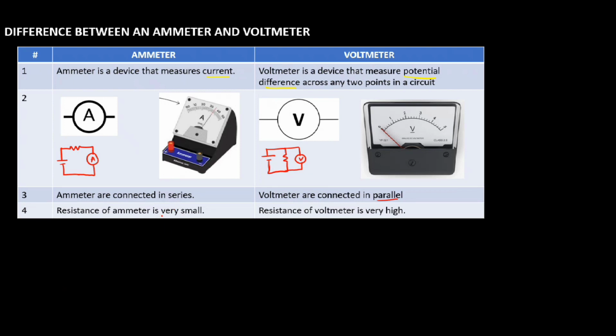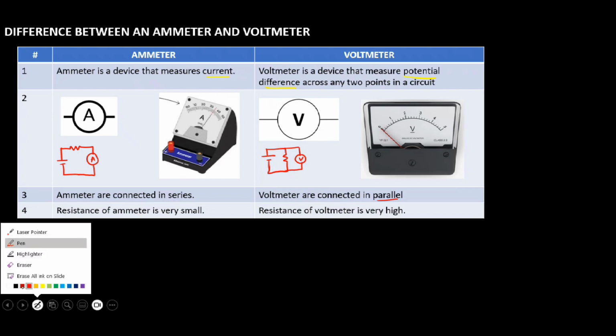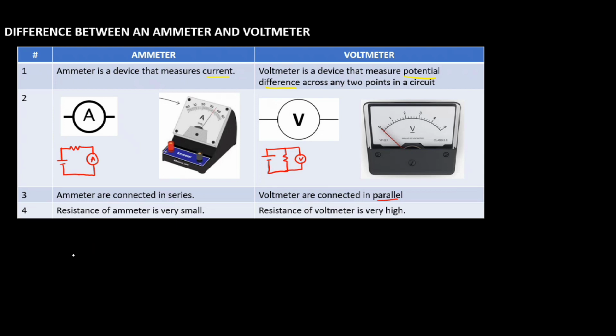Resistance of an ammeter is very small, whereas resistance of a voltmeter has to be very high. Now, why is this the case? Why do we need an ammeter with very small, almost negligible resistance? So if I have a series circuit, let's say I have two resistors R1 and R2.